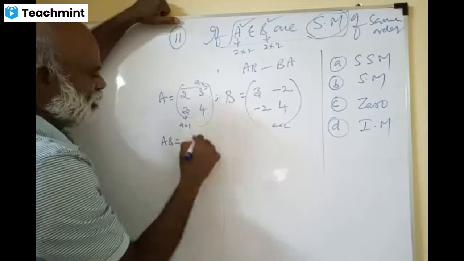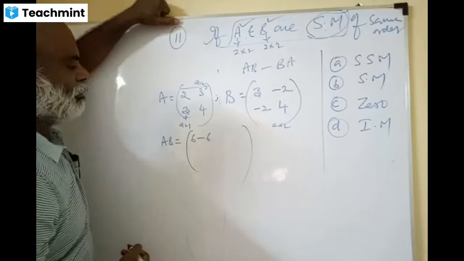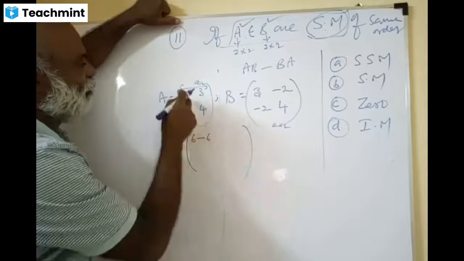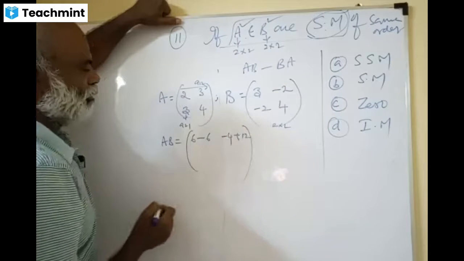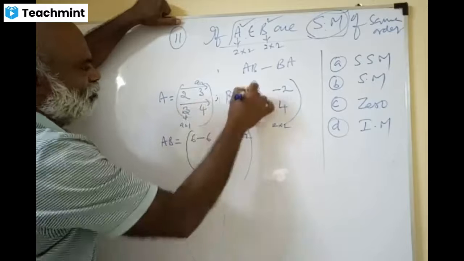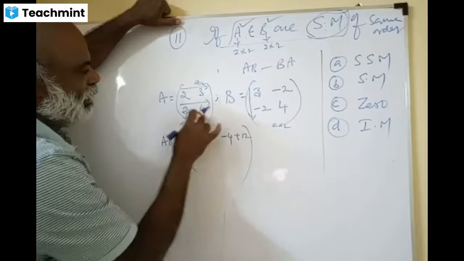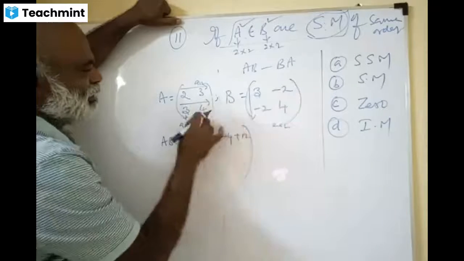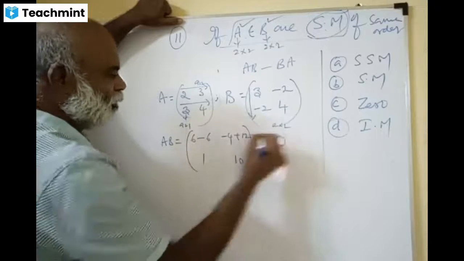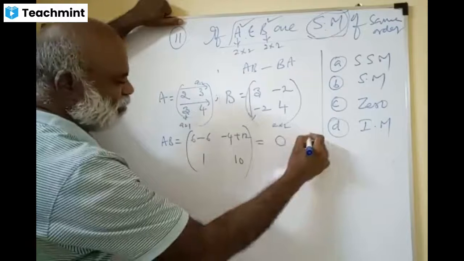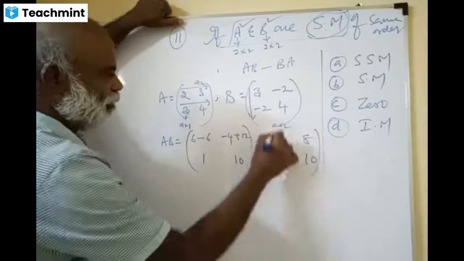2 into 3 is 6. 3 into -2 is -6. This is AB, yes. So 6 minus 6 is 0. Anyway, I want to do separately. 2 into -2 is -4. 3 into 4 is 12, plus 12. Next, second row. Second row, first column will give 2 and 1. 3 3s are 9 and -8 is 1. -6, 16, 10. So what are you getting, my AB? AB is nothing but 0, 8, and this is 1 and 10. So this is AB part.